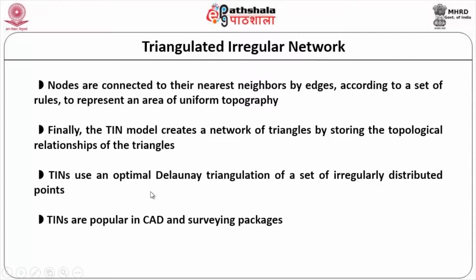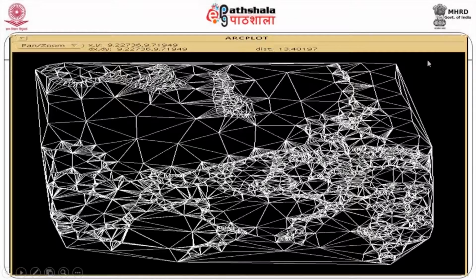It uses the optimal Delaunay triangulation method for irregularly distributed points, because all the points are not known and we cannot get a regular z value in any case. That is the reason we use irregularly distributed points, and obviously they are very popular in almost all the CAD and the surveying packages. This is how a TIN will appear.